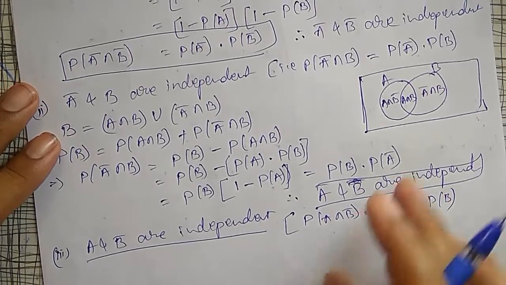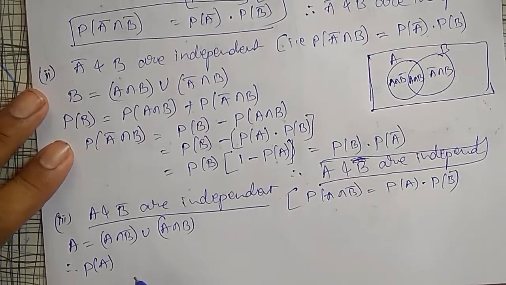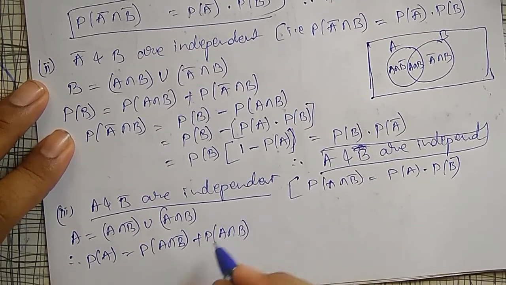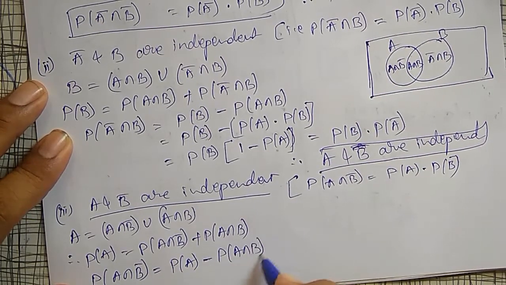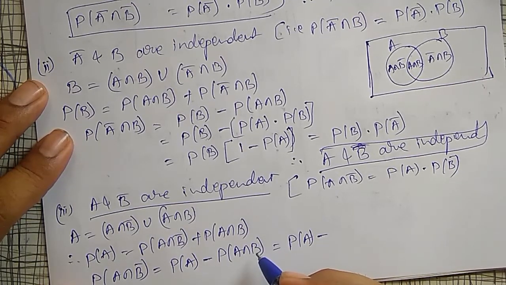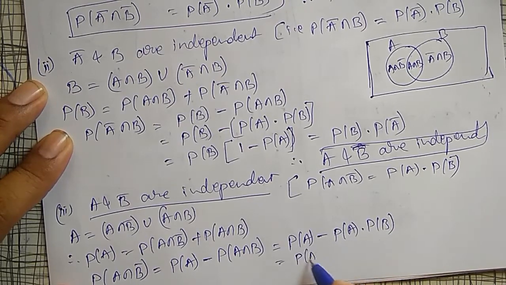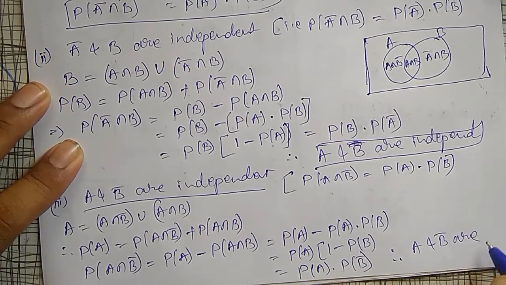I have to prove. Therefore, from this Venn diagram, A equals A intersection B bar union A intersection B. Therefore, probability of A must be equal to probability of A intersection B bar plus probability of A intersection B, and this probability of A intersection B bar equals probability of A minus probability of A intersection B. My probability of A intersection B is nothing but probability of A into probability of B. Again, probability of A I can take common, 1 minus probability of B will remain, so probability of A into probability of B bar. Therefore, A and B bar are independent.